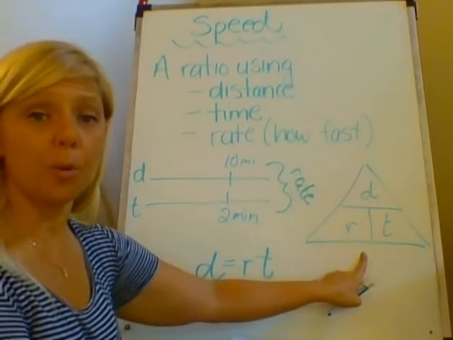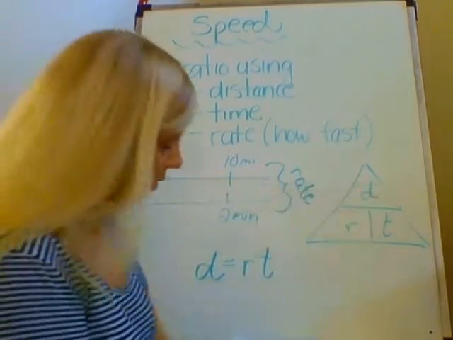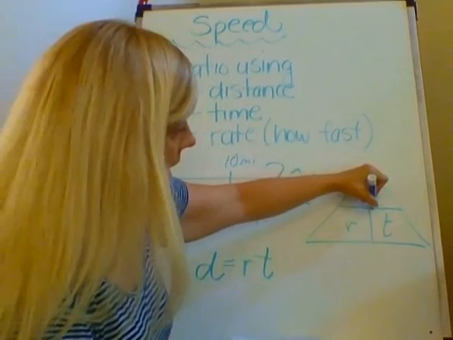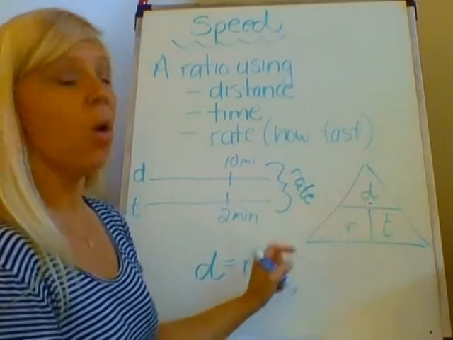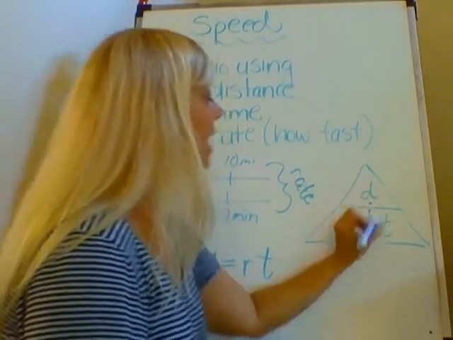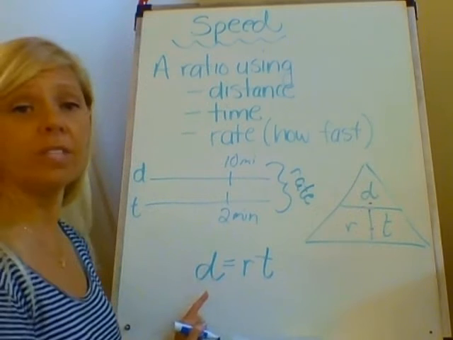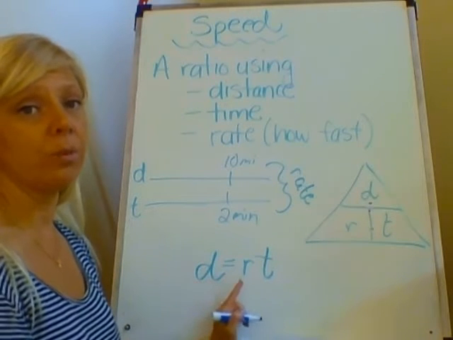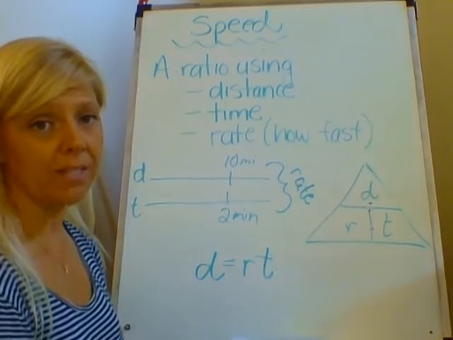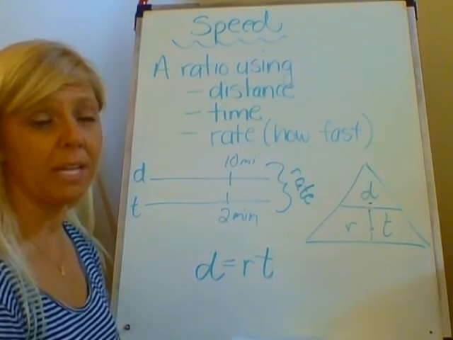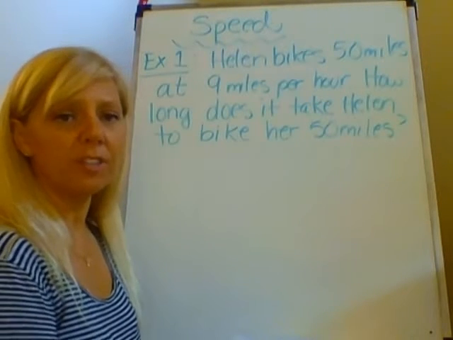I can use this little pyramid. We have distance, and we use this as a division bar. And we can divide it with rate and time, or we can multiply rate and time to find distance. So I'll show you how to use that. Or we can use the equation, distance equals rate times time. All right, so those are our three different things I'm going to be using in order to find speed in our next few problems.